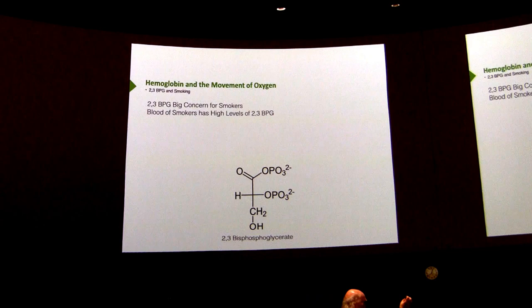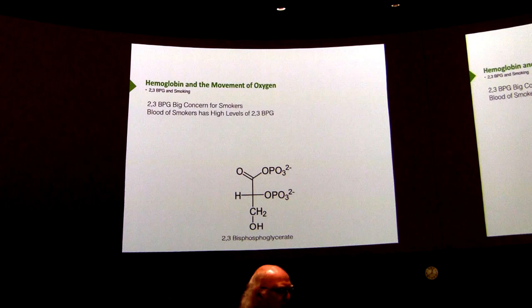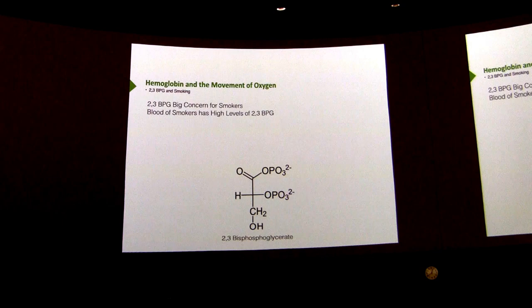If the blood concentration of 2,3-BPG is higher, it's more likely that hemoglobin is going to make it back to the lungs with 2,3-BPG on it. That is why smokers get out of breath when they exercise. They have a higher percentage of their hemoglobin that's bound to 2,3-BPG when hemoglobin is making that important transit through the lungs. That is one of the best reasons you can give for not smoking, and there are many. But the reason that smokers have reduced oxygen-carrying capacity is because their blood is full of 2,3-BPG.